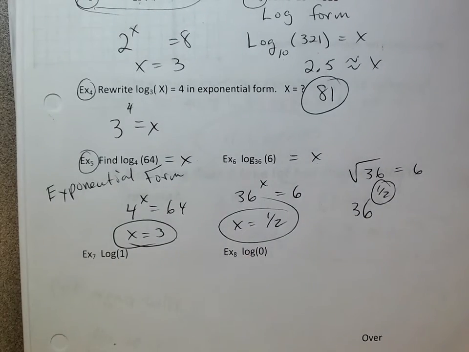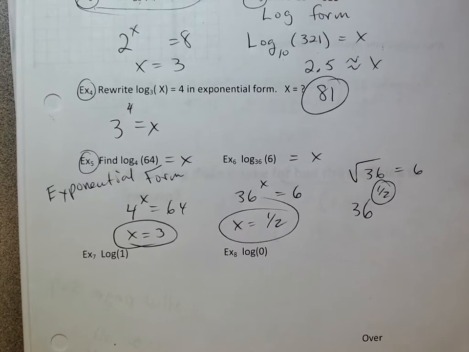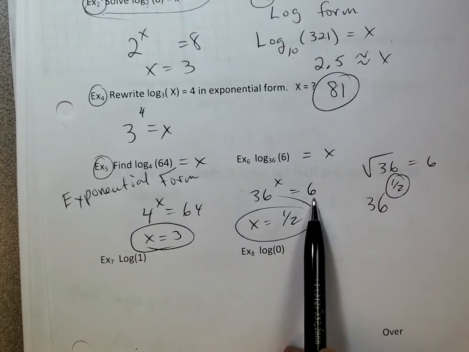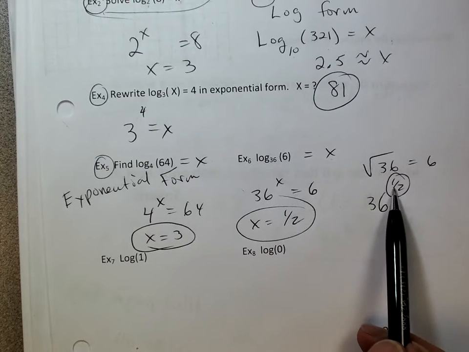Because we know that 1/2 power means square root. We know the square root of 36 has to be 6. Did I explain that well enough? Okay, one more time. We know the square root of 36 is 6, and we know the square root is the same thing as a 1/2 power, okay?